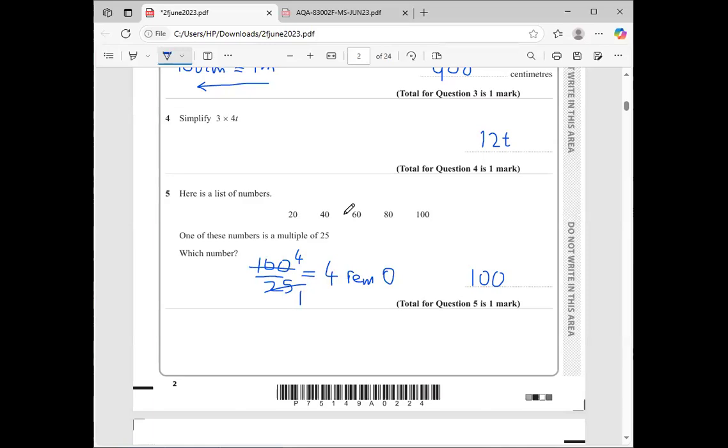All these other ones, we have remainders, all of them. So there's no point testing it. This is just enough. I don't know whether they want you to show any working, but I don't see any space for working here.